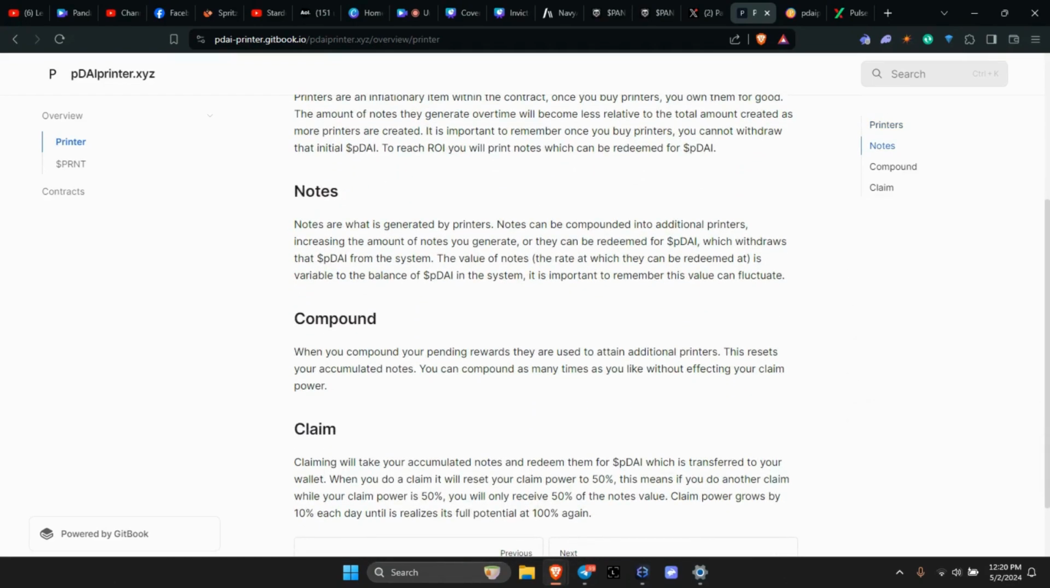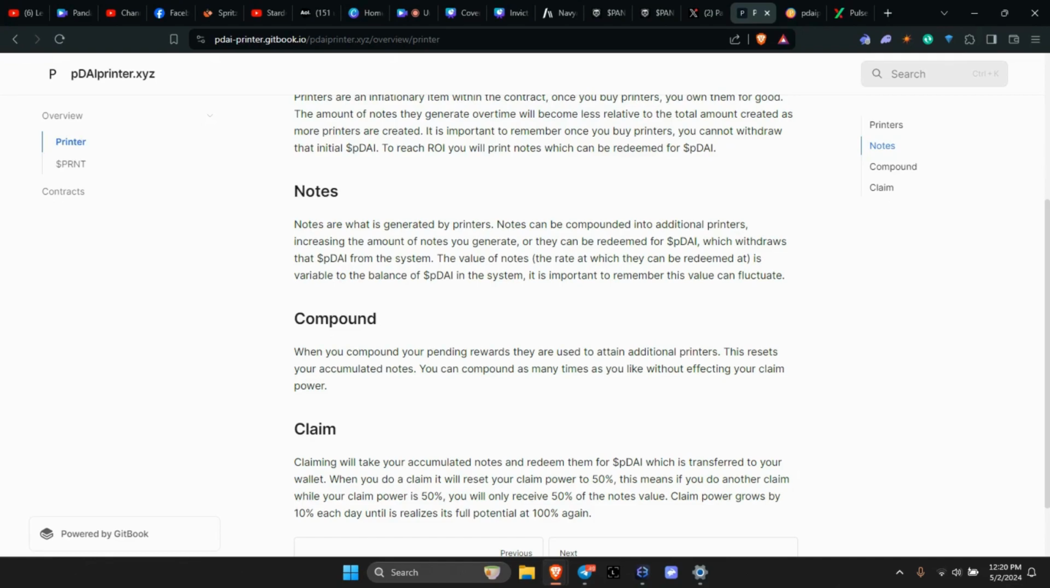Then the compound. So when you come to the miner, you're always going to either compound or claim, one of those two options. Compound. When you compound your pending rewards, they are used to attain additional printers. This resets your accumulated notes. You can compound as many times as you like without affecting your claim power. Claim. Claiming will take your accumulated notes and redeem them for pDai, which is transferred to your wallet.